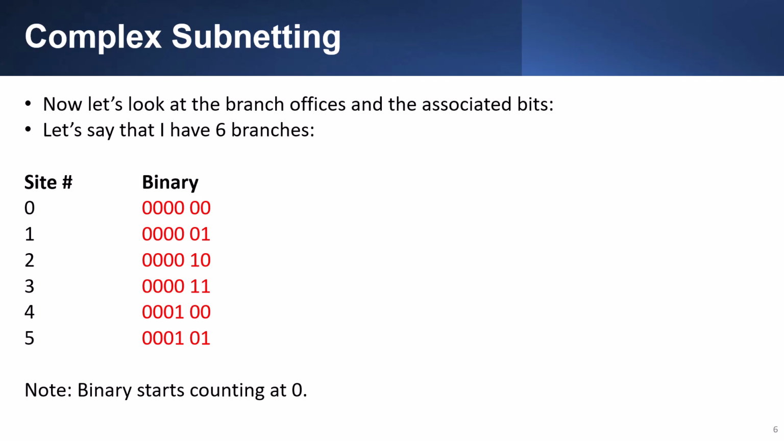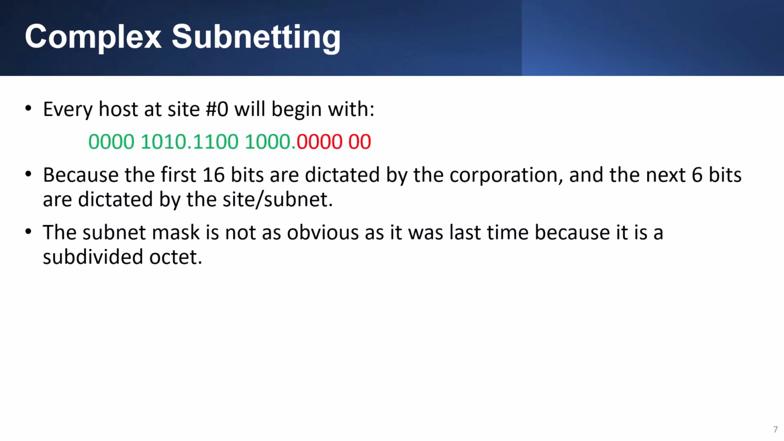Now let's look at the branch offices and the associated bits as shown on the screen for the 6 branches. Remember, binary counting starts at 0. Every host at site number 0 will begin with what is shown on the screen. Because the first 16 bits are dictated by the corporation and the next 6 bits are dictated by the site or subnet, the subnet mask is not as obvious as it was last time because it is a subdivided octet.